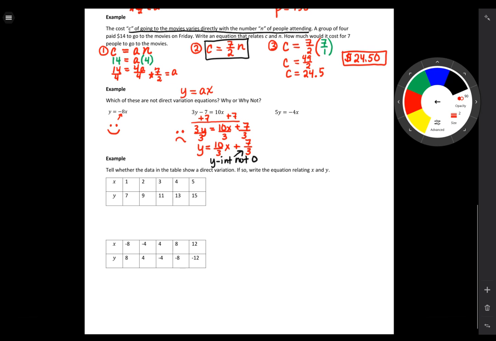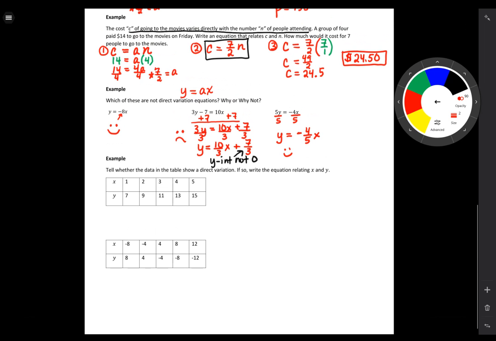And then the last one, divide by 5. This is perfect because you could put a plus 0 at the end. So yes. Okay, so yes, no, yes. Okay, ending our notes today.